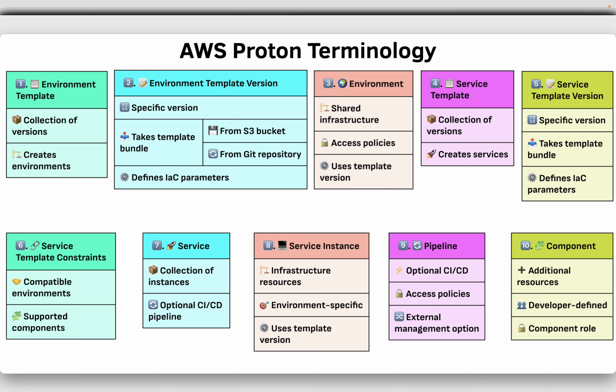And finally, we have a component, a developer-defined extension to a service instance, specifies additional AWS infrastructure resources that a particular application might need, in addition to the resources provided by the environment and the service instances. Platform teams control the infrastructure that a component can provision by attaching a component role to the environment.